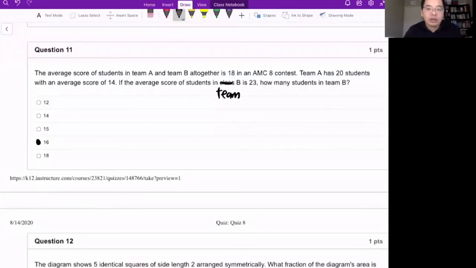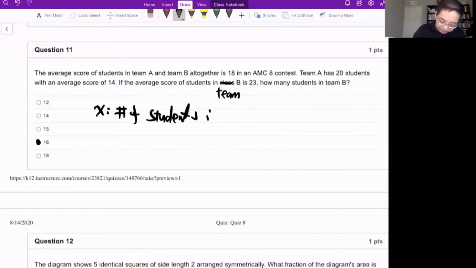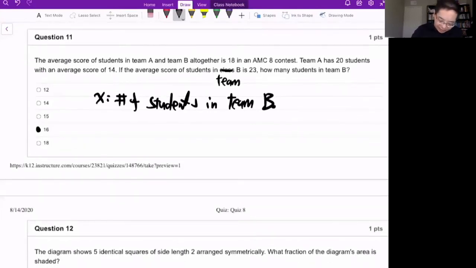The most convenient way to solve this problem is to use algebra. So we are going to introduce a variable. We denote X as the number of students in team B. What we need to do is set up the equation. We're going to set up the equation based on the total score of team A and team B put together.